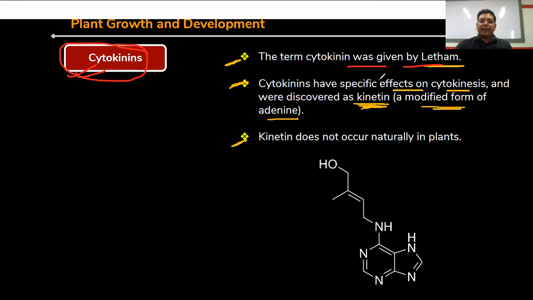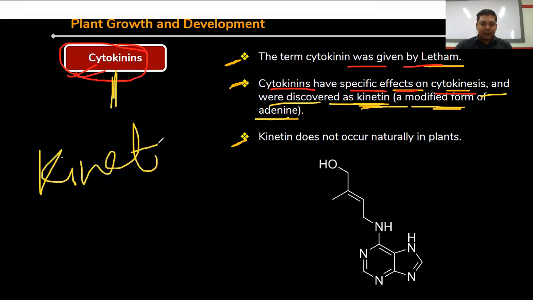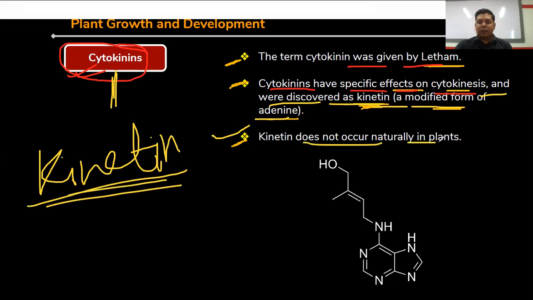The term cytokinin was given by Letham. Cytokinins have specific effects on cytokinesis and were discovered as kinetin, a modified form of adenine. So cytokinin is mainly involved in the cell division process. Clear? And the first cytokinin that was developed is known as kinetin. Kinetin does not occur naturally in plants, so obviously we can call kinetin a synthetic or artificial cytokinin.